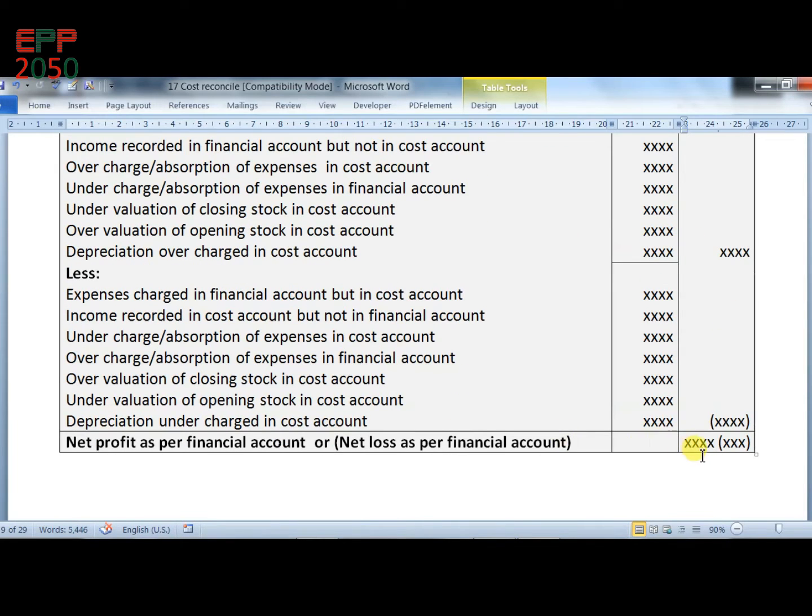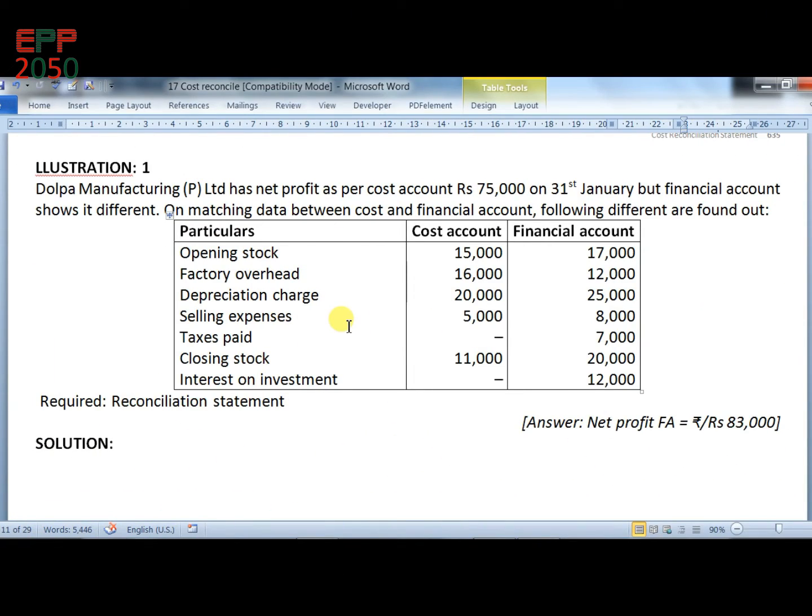After calculating, our result may be either a positive or negative figure. Negative figure means net loss as per financial accounting, and positive figure means net profit as per financial account. Now go for one illustration. Dolpa Manufacturing Private Limited has net profit as per cost accounting rupees 75,000 on 31st January, but financial accounting shows it's different. On matching data between cost sheet and financial account, following differences are found out.